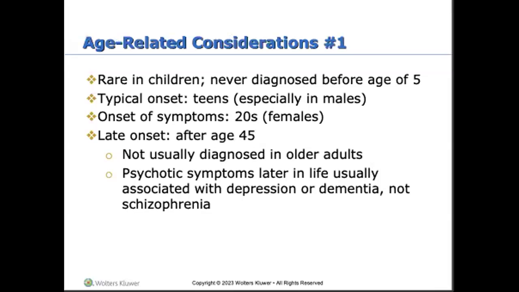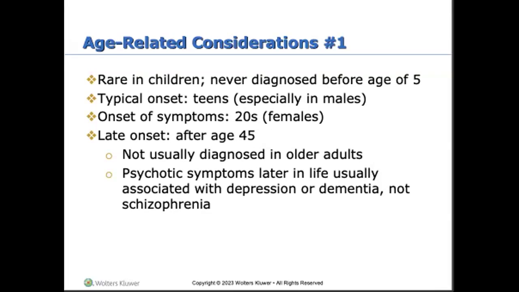Some age related considerations. Again, it's rarely seen before the age of 5. In children, it's usually characterized by delusions and hallucinations, as well as deterioration in functioning. Delusions must be distinguished from childhood fantasies, and abnormalities of speech and behavior differentiated between developmental slowness or intellectual disability.